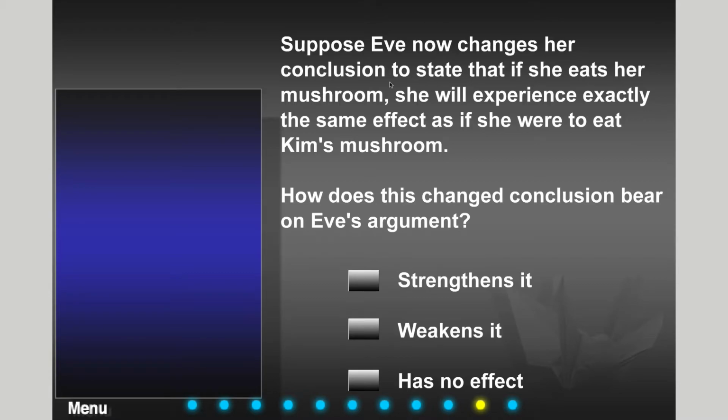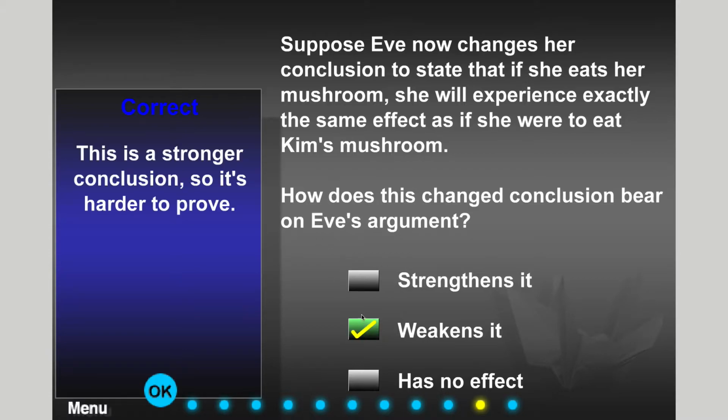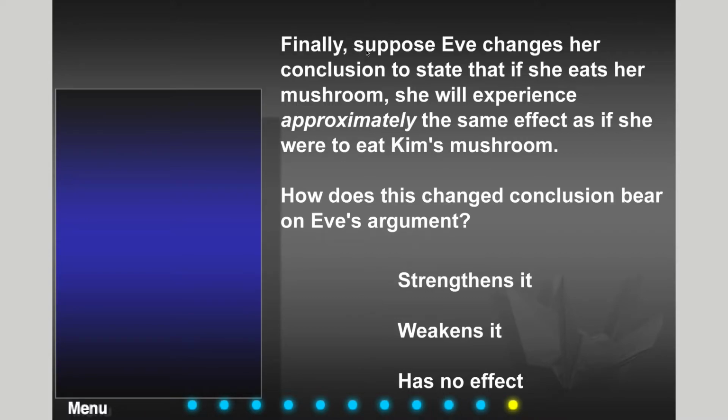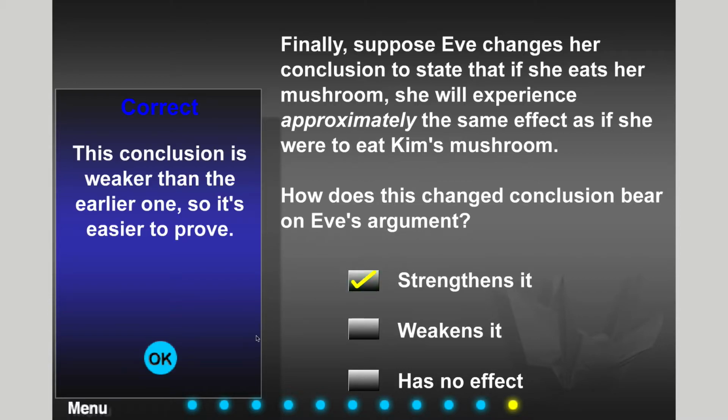But suppose Eve changes her conclusion to state that if she eats her mushrooms, she will experience exactly the same effect. That's a very specific one. And so the more specific our conclusion, the weaker it is, okay? So it's harder to prove. But suppose we change the conclusion to state that if she eats her mushroom, she'll experience approximately the same effect. Well, then we actually weaken the conclusion, which, oddly enough, strengthens the argument. Okay? Weaken the conclusion, strengthen the argument.